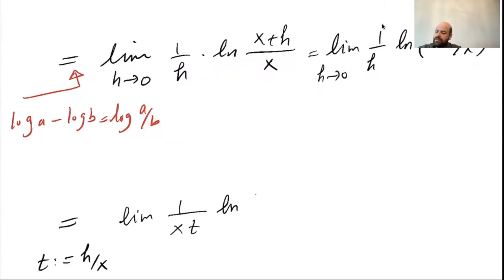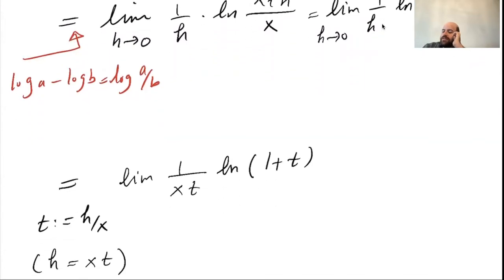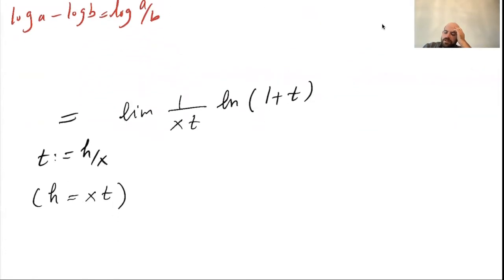ln of 1 plus t. T goes to what? Because t is h over x, and x is a fixed number here. X is a fixed number between 0 to infinity. And we know h goes to 0. If h goes to 0, so as h goes to 0, t goes to 0 as well, right? Because t is h over x, so t will go to 0 over x, and x is a fixed number. 0 over x, the limit will be 0. So t goes to 0 as well, right?